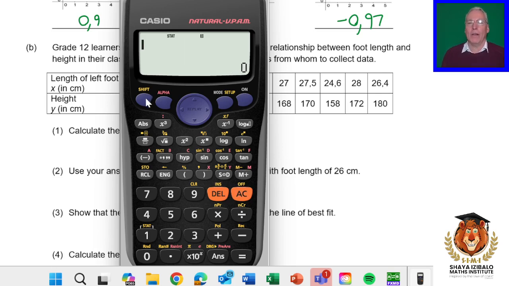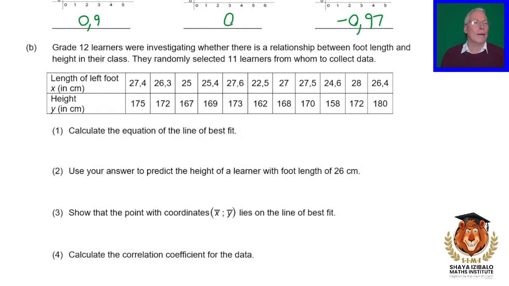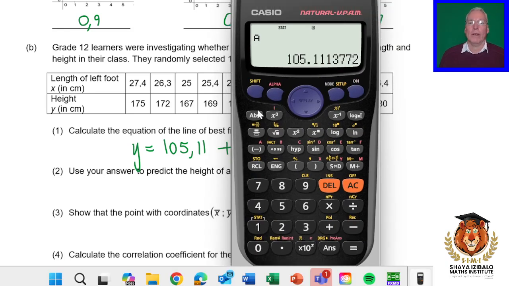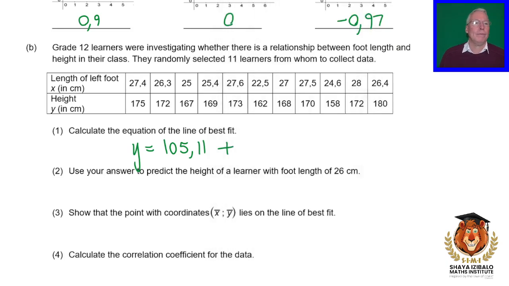Now we're going to get our least squares regression line. So we're going to go shift stat 5 for regression. We're going to get our A value, and our A value is 105.11. So Y equals 105.11. Now we're going to get our B value. We do exactly the same thing: shift stat 5, and this time we go for option 2. You must press equals. 2.467. 2.467x. That is our least squares regression line.